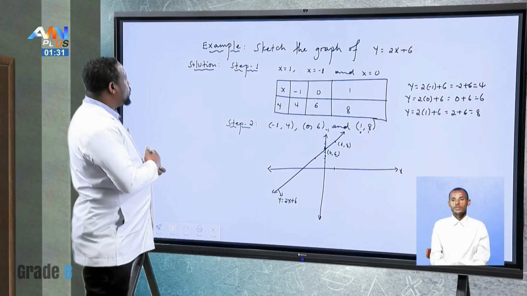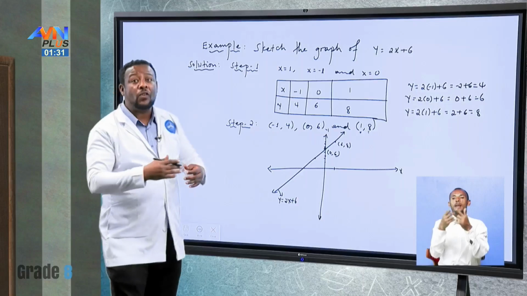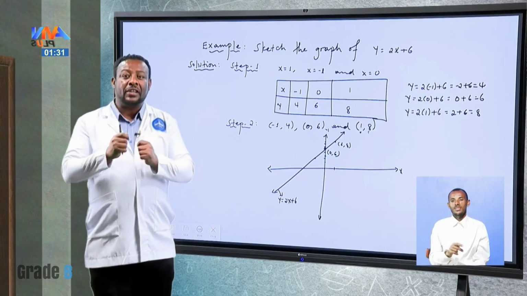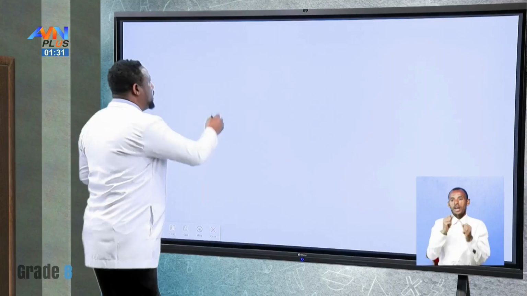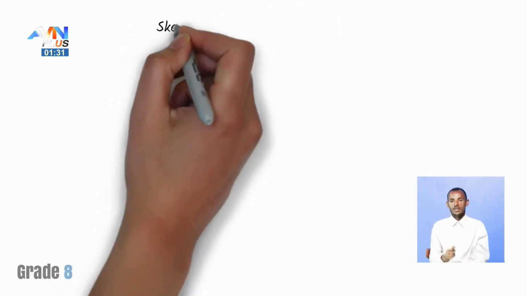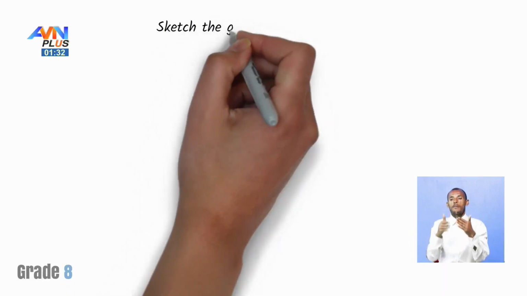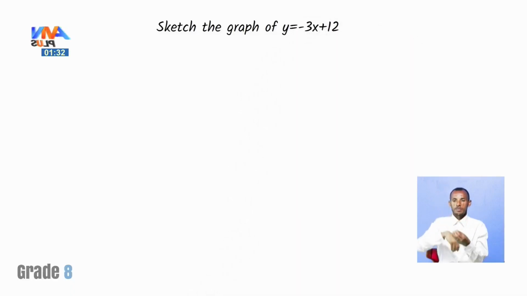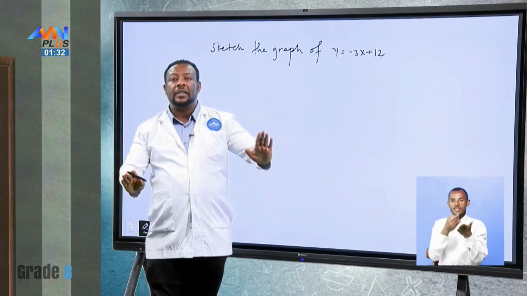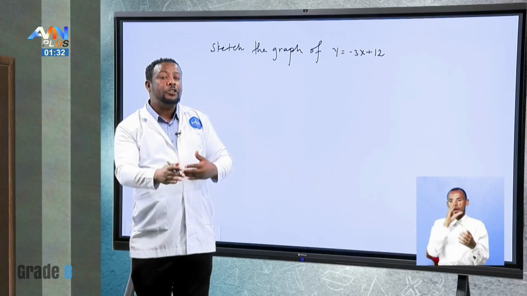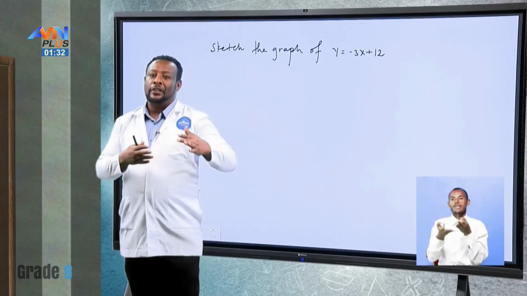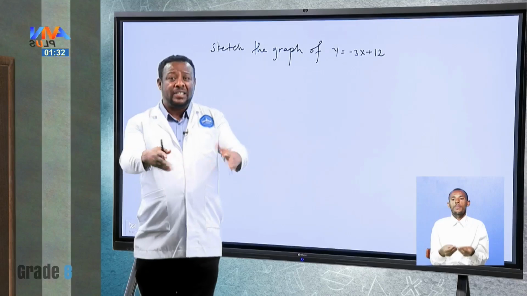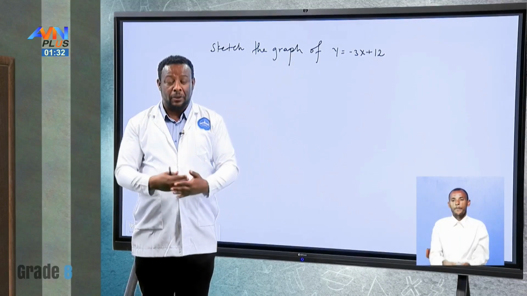I will show you the second method, but before I move to the second method, I need you to practice a certain linear function. Can you try this one? Sketch the graph of y = -3x + 12. Clearly, this is a linear function, and I need you to follow the steps that I used in the first example. I will give you a few seconds to answer this. Can you try it?